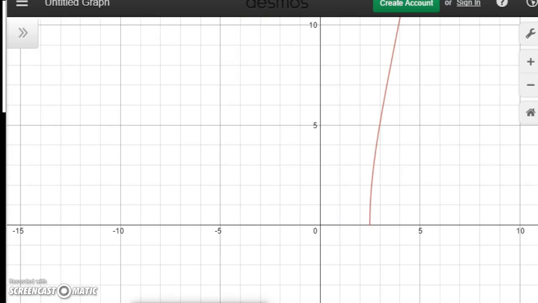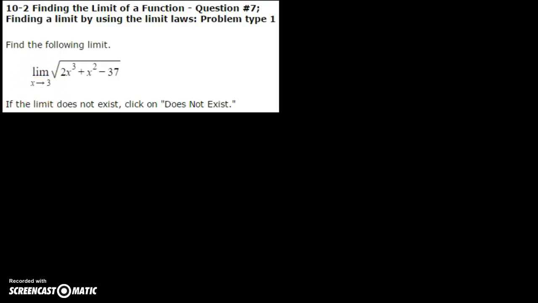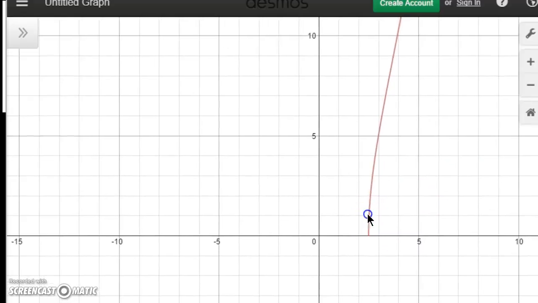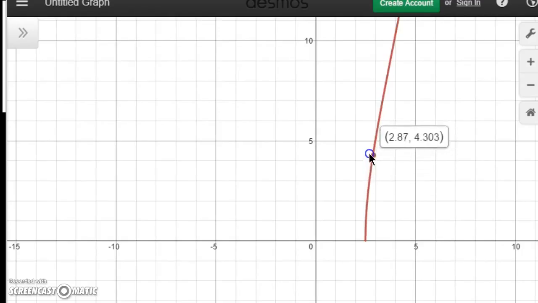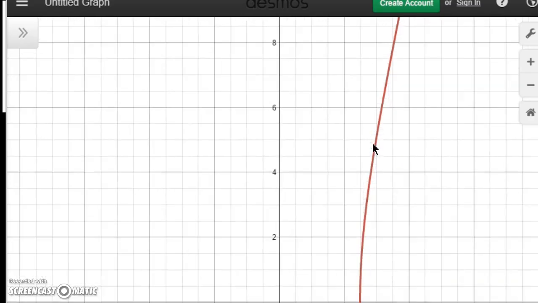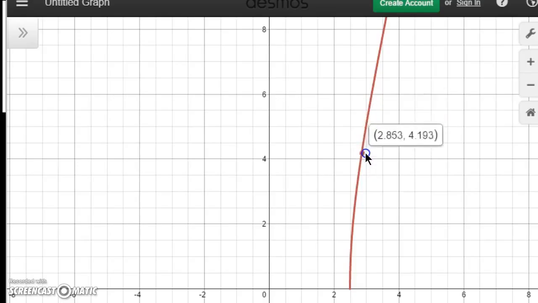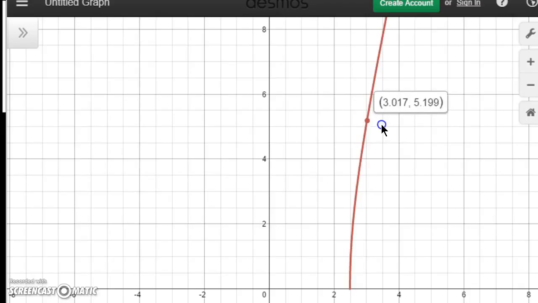Now the x value that we are interested in is when x approaches 3. So what I'm doing here is approaching 3 from the left. So this is limit as x approaches 3 minus, because this is a little bit less than 3, right? As I get closer to 3, let me zoom in even more. If I get close to 3 from the left, my y value seems to be 5 point something. I'm not exactly sure, but we'll find out later. Right now this is kind of as close as I can get.